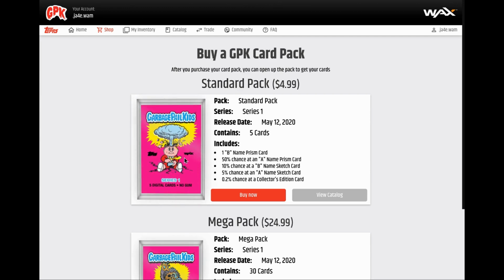Very straightforward purchasing system. There's a standard pack here, so $5. You get 5 cards. You can see the drop rate.